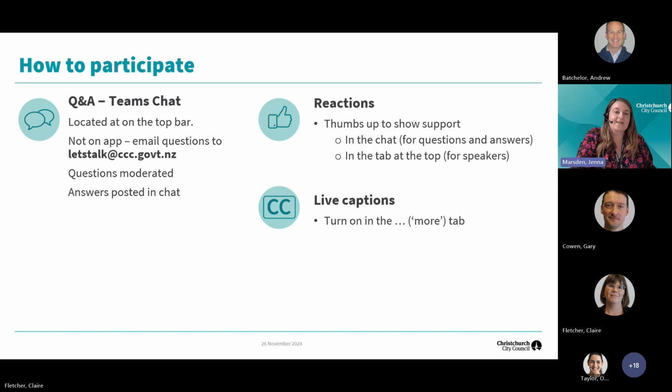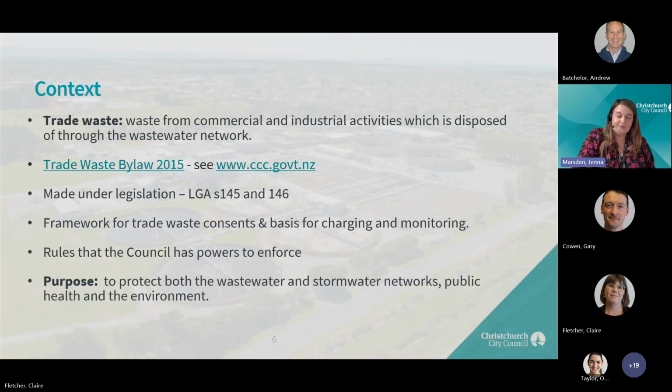Great, thanks, Claire. Kia ora koutou. I'm going to start by giving you a little bit of context about bylaws and about this bylaw in particular, because I appreciate that some of you might be really familiar with the bylaw and what it does, but for others it may be completely new territory.